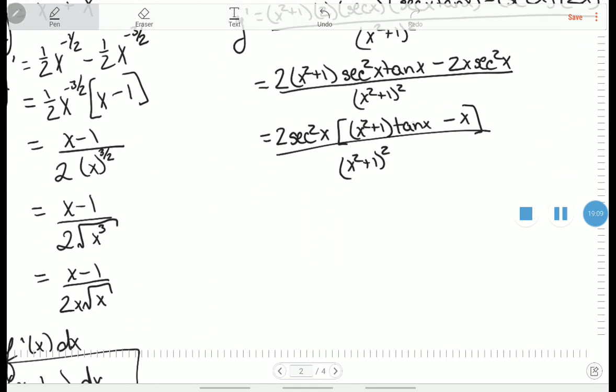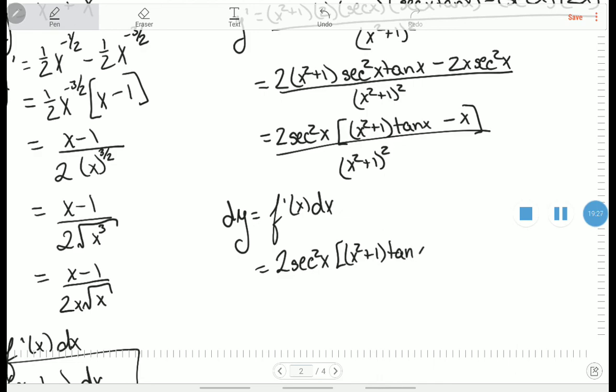So if we wanted to, we could multiply that back through. I'm not going to do that, but we could. So to find the differential is f prime of x times dx. So it's just going to be that fun expression above times dx. So there's our differential.